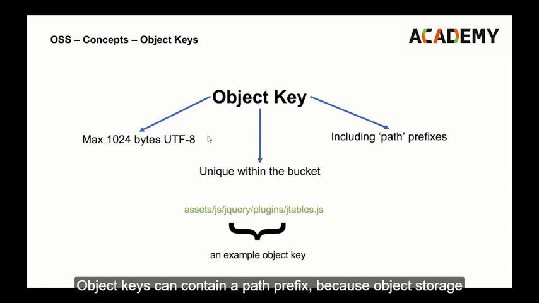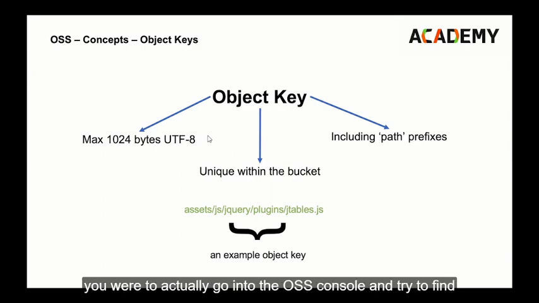Because Object Storage Service does not have a concept of a directory, what you can do instead is simulate having nested directories by adding path prefixes to your bucket. You can see there's an example at the bottom of the slide here in green. This is an object that has had some directory path prefixes added to the beginning of the name. The original name of the object was just jtables.js, and they've added 1, 2, 3, 4 levels of path prefix.